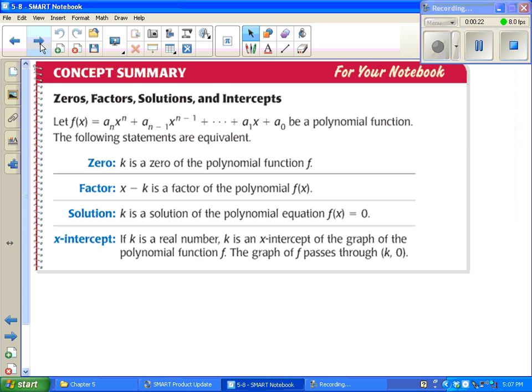So we've had a lot of vocab the last couple chapters, and I just wanted to take a chance to point out that all of these different sentences say the same thing. Zeros and factors and solutions and x-intercepts, those are kind of interchangeable words, interchangeable ideas. So take a look at that, make sure you're on the same page with me.